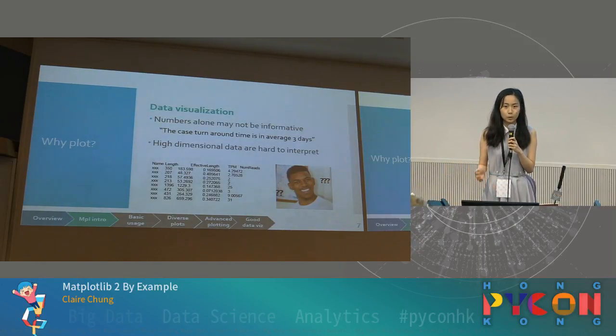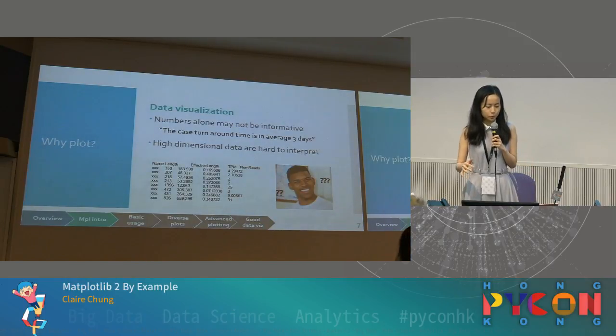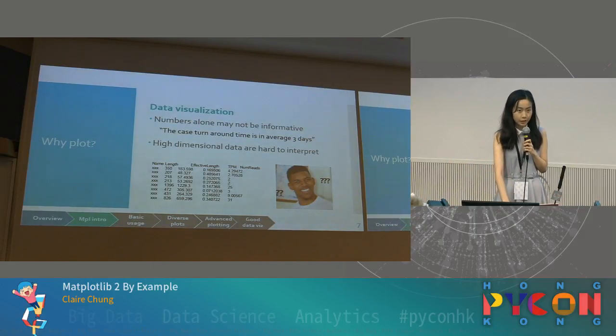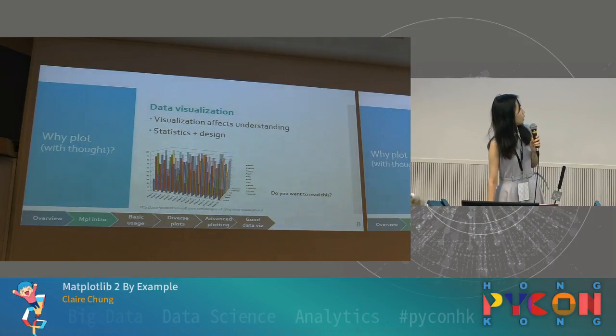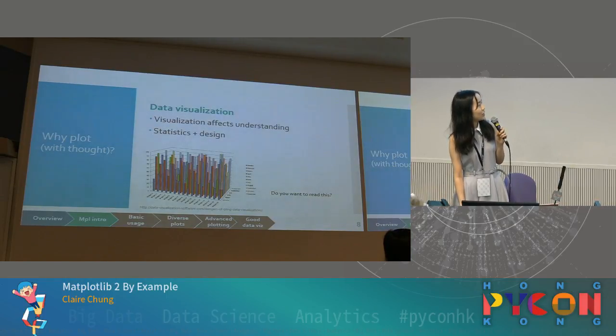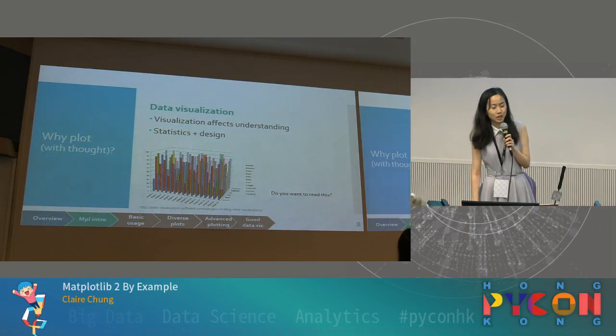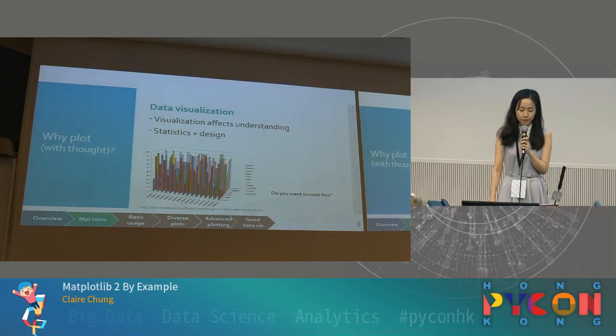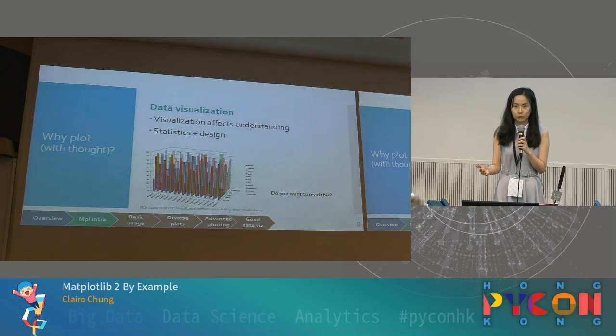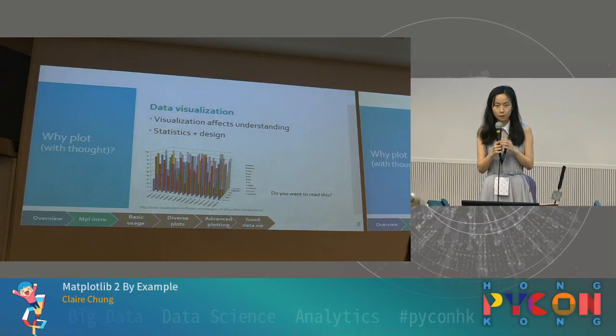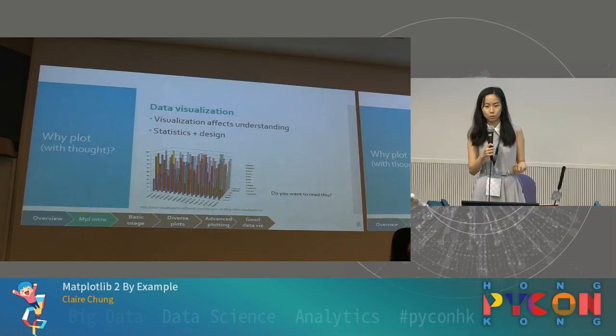Why? It's because our brain is not designed to do the calculation for so much data and so many layers of data. That's why we need data visualization. But that doesn't mean we just draw it out. Let's see. Well, we have a lot of data. We have a lot of colors. We have drawn it out. But does anyone want to read it? At least I don't. So data visualization is actually the combination of statistics and design. Of course, we have to be truthful to the statistics, but we also have to care about how the readers are going to perceive it. It makes the difference of whether our message gets across or not.